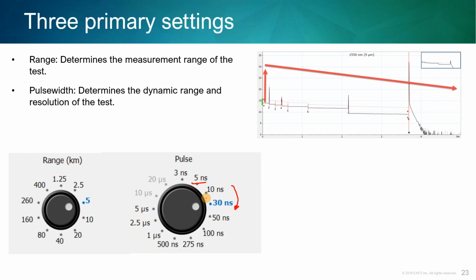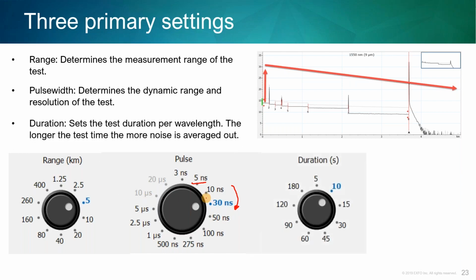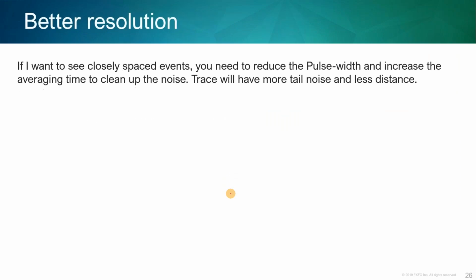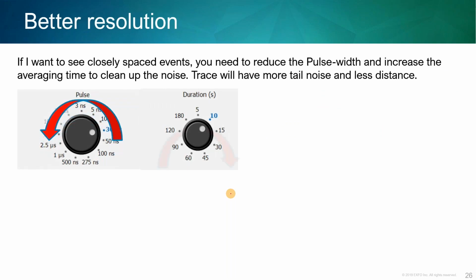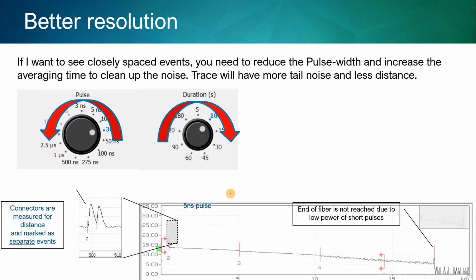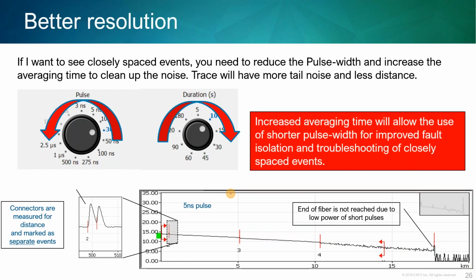How we can offset this a little bit is with duration. Durations are averaging time. So only noise moves on an OTDR trace. So 4 times a second, we analyze for movement and smooth it out. So as I increase duration, I can decrease pulse width because I give it more time to clean up, right? And so, a good graphic of this is if I want better resolution, if I want to see 2 events that are close to each other, I need to crank my pulse width down and crank my duration up. And at 5 nanoseconds, I can clearly see I have 2 connectors here.